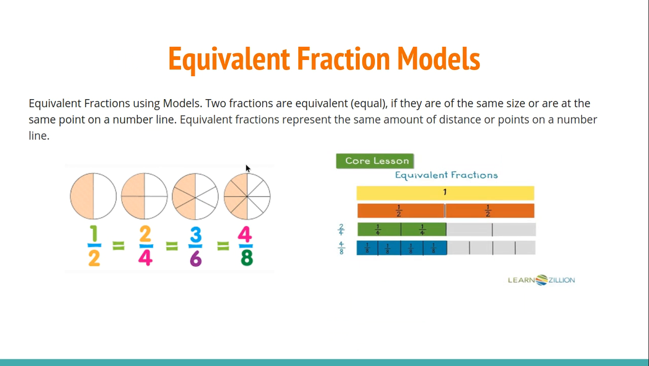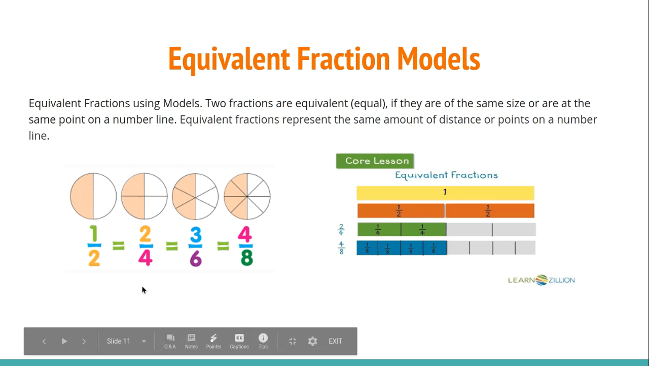Okay, equivalent fraction models. Two fractions are equivalent, equal, if they're the same size or are at the same point on a number line. Equivalent fractions represent the same amount of distance or points on a number line. So here are great examples of that. Here's half, 2/4, 3/6, and 4/8.